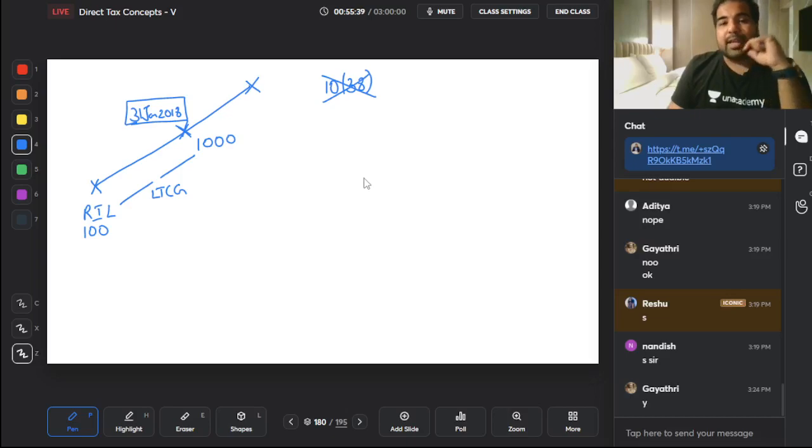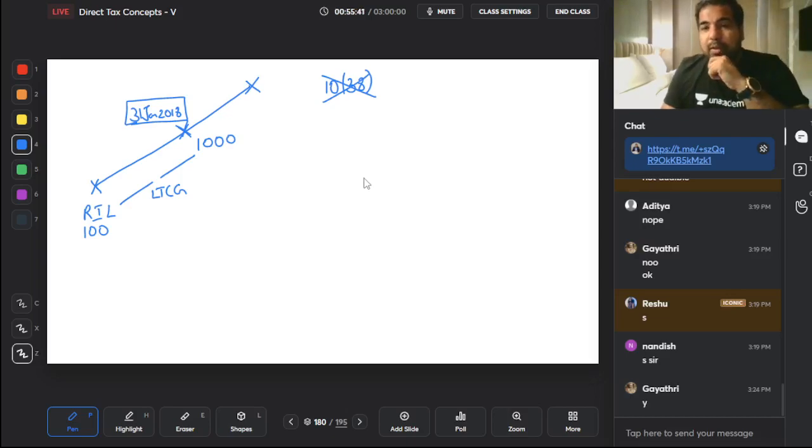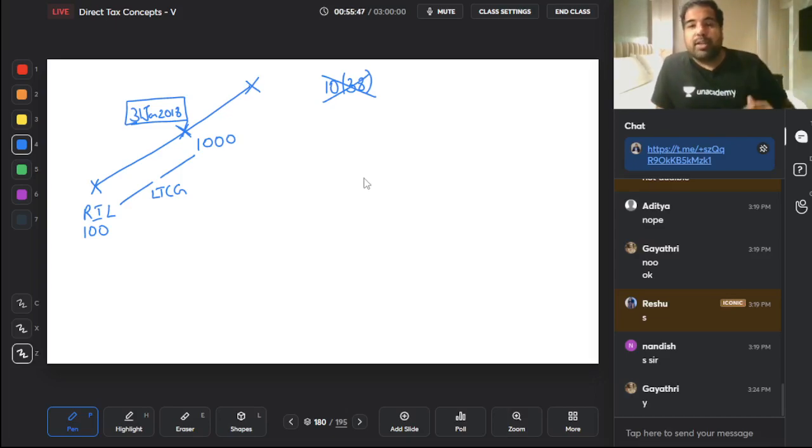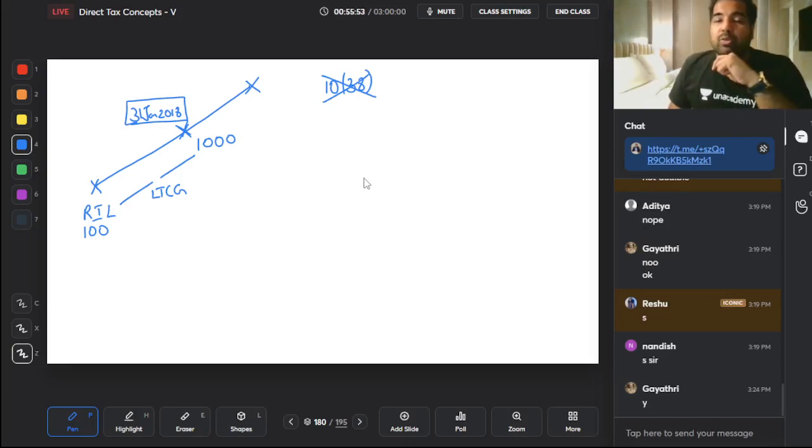So now is it taxable? Yes, but that's not fair. It's almost like telling you that CA Inter will have 4 subjects, group 1, and 1 month before the exam they tell you that it will have 5 subjects. Is it fair? No, it's not fair. So hence Arun Jaitley gave a very cool formula. He said, don't worry, I will save you from some tax.